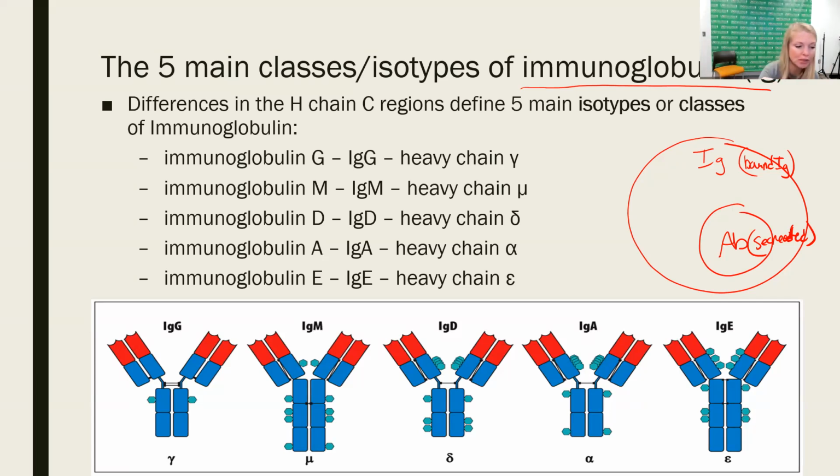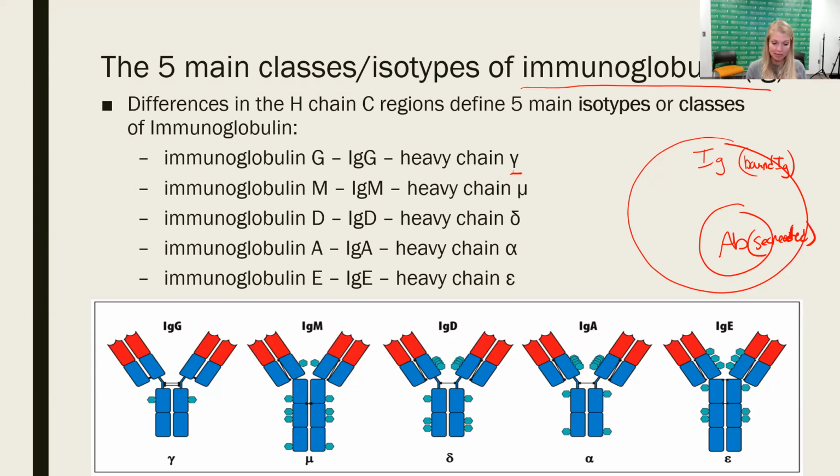Those words can be used interchangeably, and we call them IG or immunoglobulin. G stands for gamma, M stands for mu, D delta, A alpha, and then E epsilon. And so we abbreviate that by saying IgE, IgG, IgM, but knowing that it's based on the constant region of the heavy chain. And so IgG is going to have the heavy chain gamma piece in place. Okay. So this will make more sense when we go along.